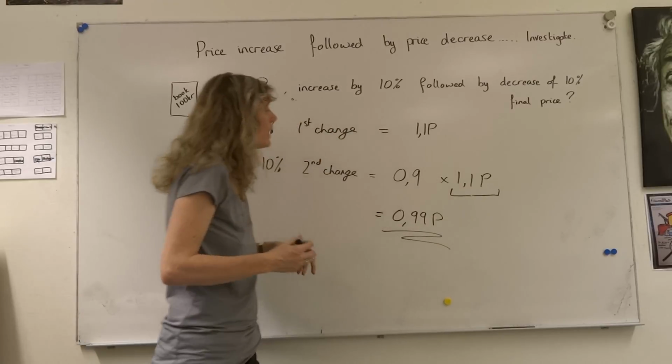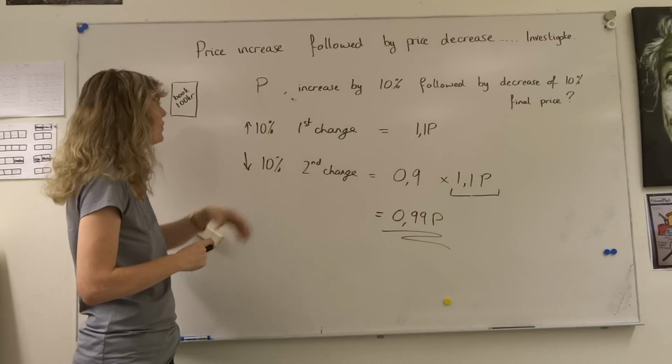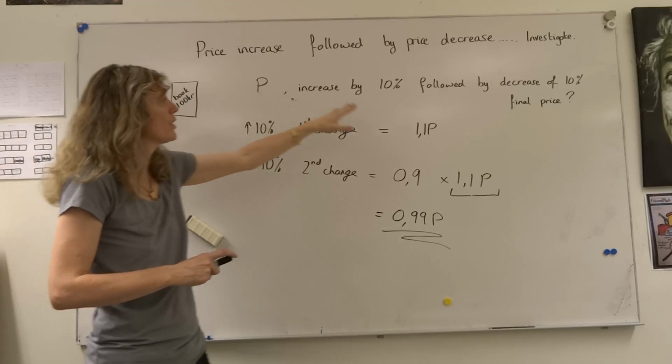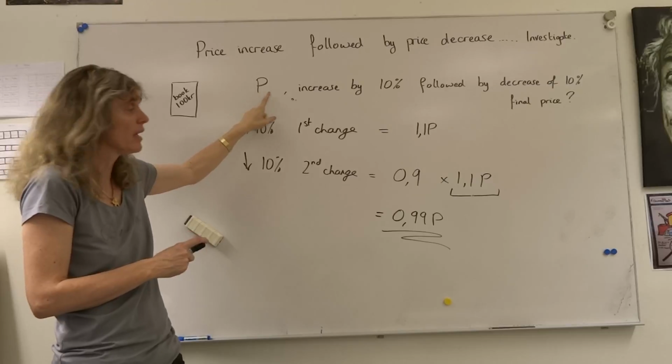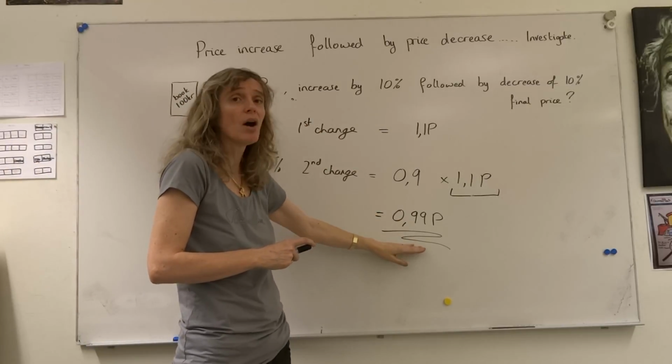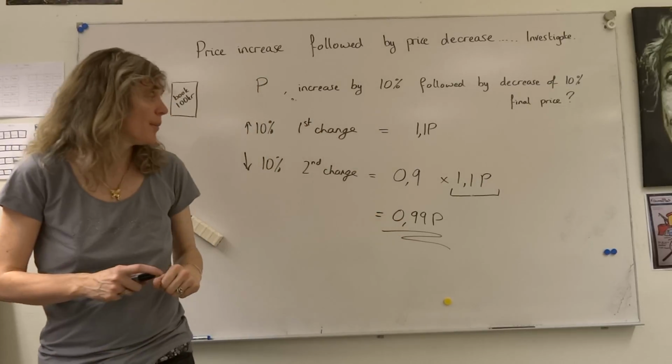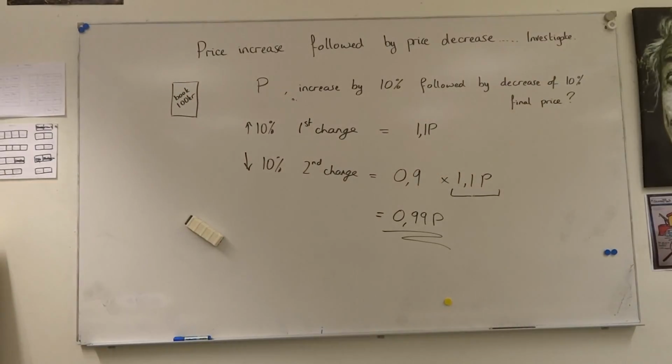So here we can keep it in terms of algebra. If I'm starting with a price P, I increase with 10%, I decrease with 10%, I don't get back to the original P, I get 0.99 of P. So that's what happens with percentage changes.